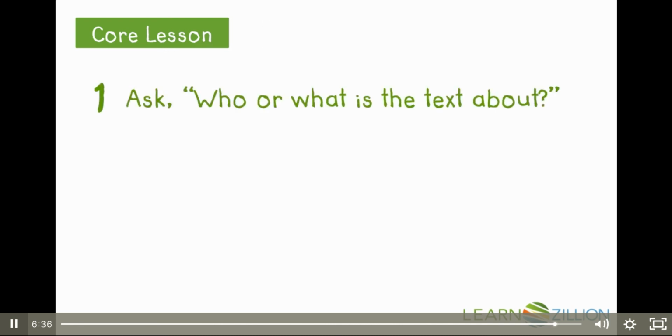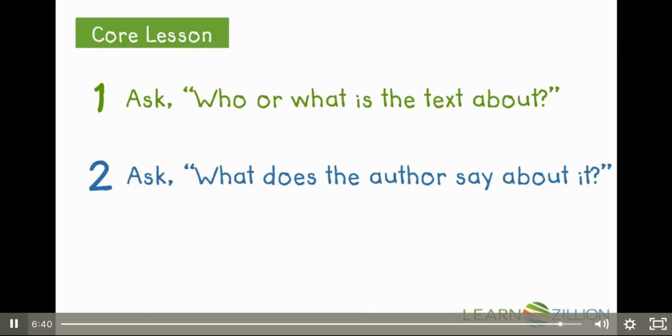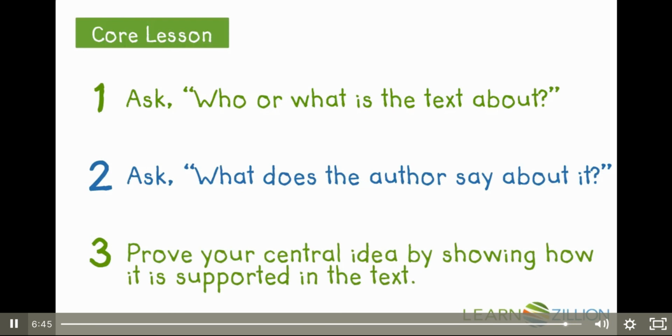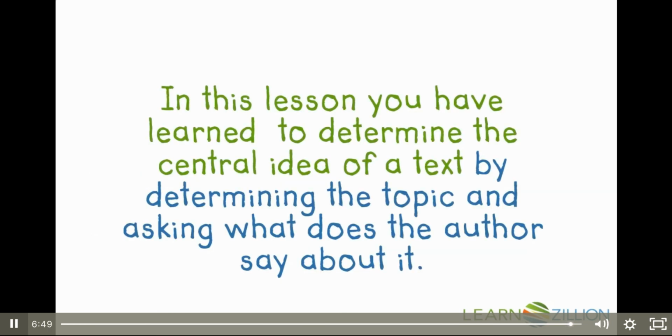You'll notice we went through 3 steps to get the central idea. 1, we asked who or what the text is about to determine the topic. 2, we asked what the author says about it. And 3, we proved our central idea by showing how it is supported in the text. In this lesson, you have learned to determine the central idea of a text by determining the topic and asking what the author says about it.